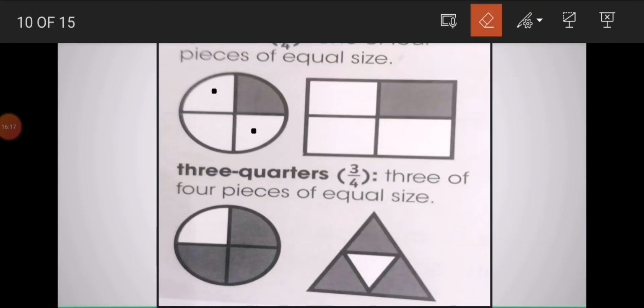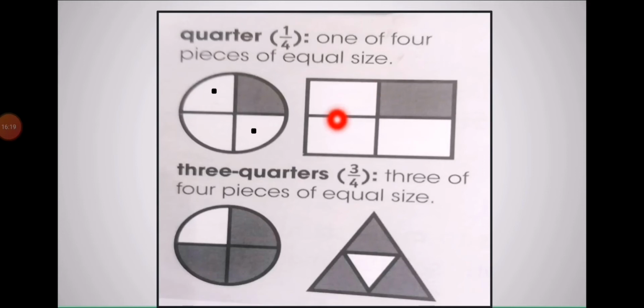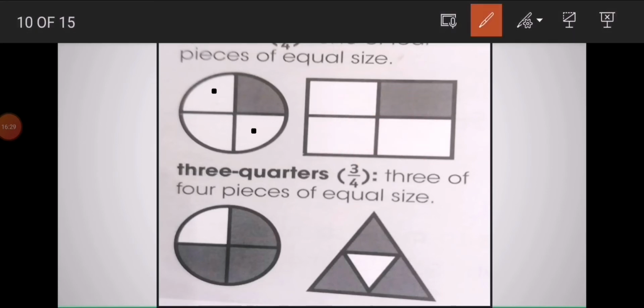Let me erase it. Now the next shape is rectangular. It's again divided into 1, 2, 3, 4 equal parts. Equal means that the parts have the same size. You can see all parts have the same size. So this part is 1 out of 4, 1/4. So the fraction of this part is 1/4.